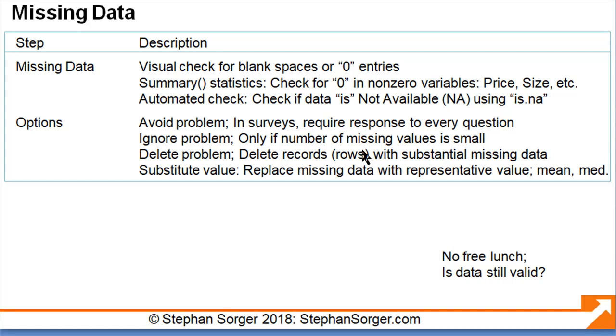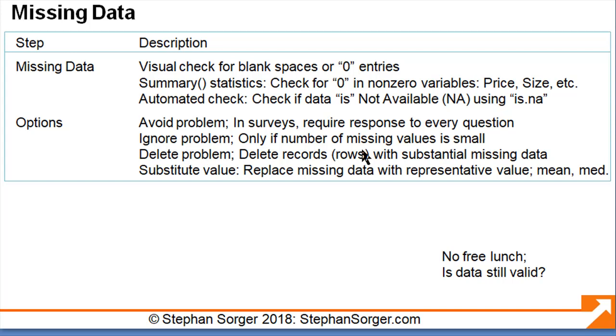We face several options when encountering missing data. The best option is to avoid it. When developing surveys, make each survey question mandatory, or delete the question from the survey if it is not. The second option is to ignore the problem. This only works if you have a very small percentage of missing data.